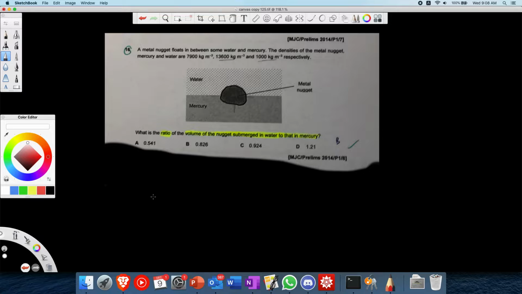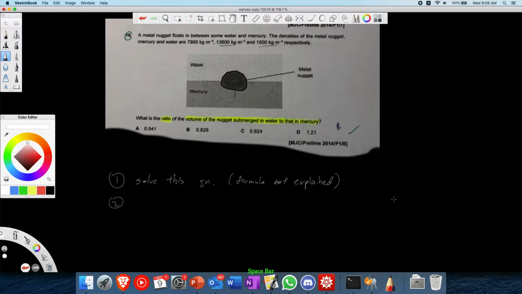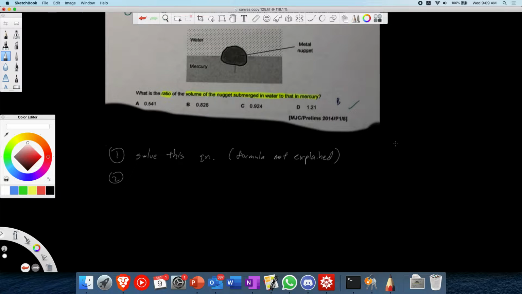So this is an A-level physics question, and it's interesting because it makes you think about certain conceptual ideas and why the formula is the way it is. So first, let's solve this question, and I'll be providing a formula, but I'll not be explaining how it's derived first. Of course we want to understand the formula, and that's what this video is for in the first place.